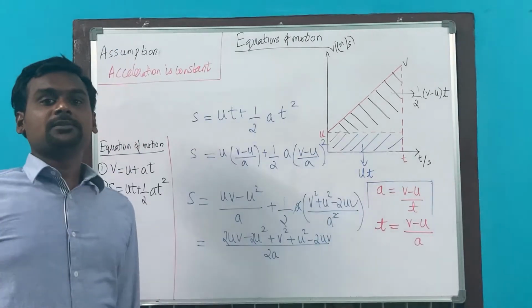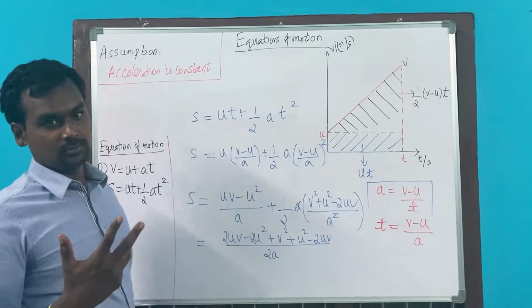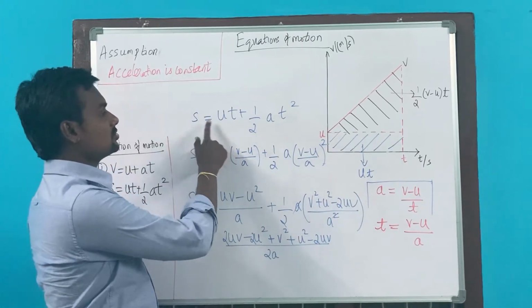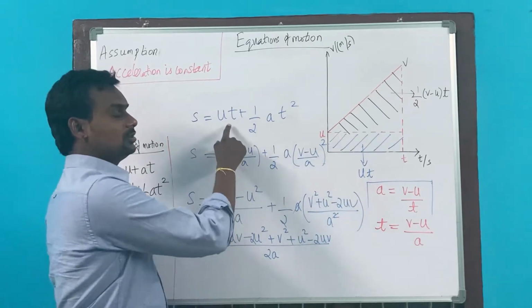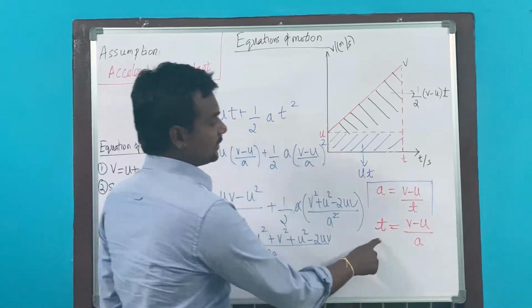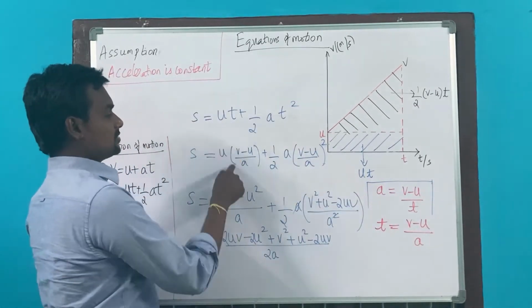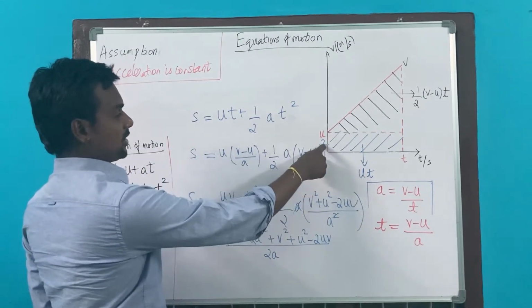To find the third equation of motion, we will have to use the first two equations of motion to arrive at the third one. The second equation of motion being S is equal to UT plus half AT square, I am going to eliminate T from this equation. To do that, I find T from the first equation of motion to be (V minus U) by A. I am going to substitute it here instead of T. It's T squared here, so it becomes (V minus U) by A whole square.